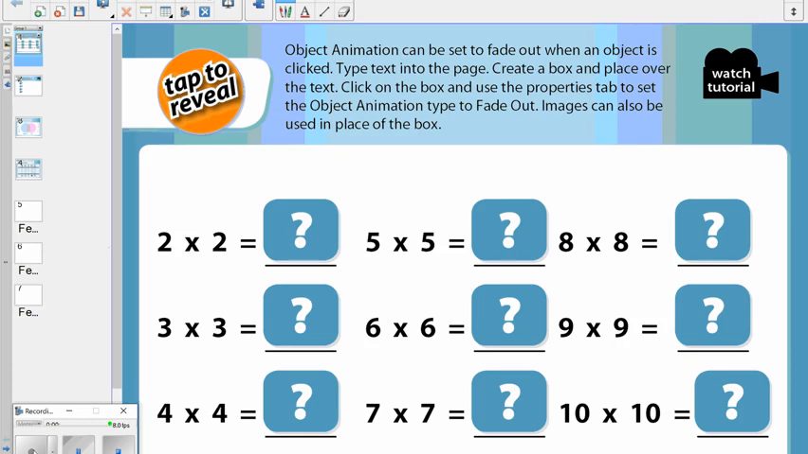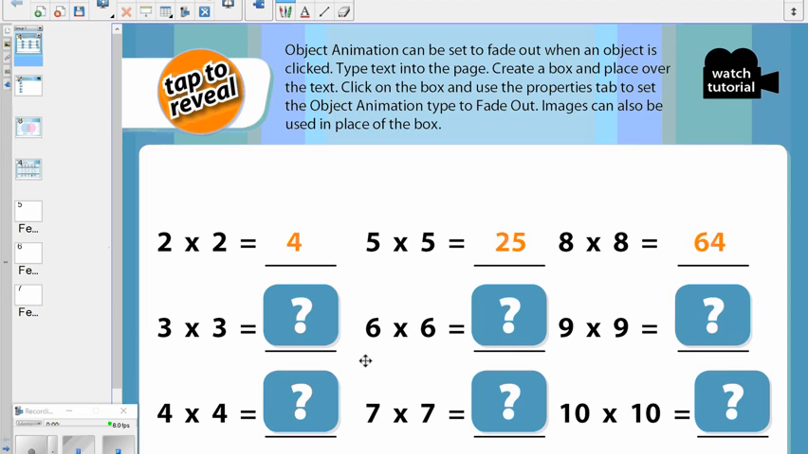2 times 2. 4, good. 5 times 5. 25. 8 times 8. Think about it. 8 groups of 8. 64. 3 times 3. 9. 6 times 6.